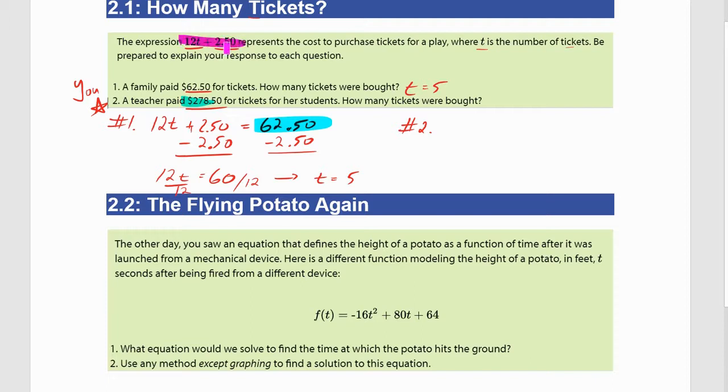So red and bright pink do not work. How about green? Green works. Yeah, that's better. Okay, so yours is going to be a little different.